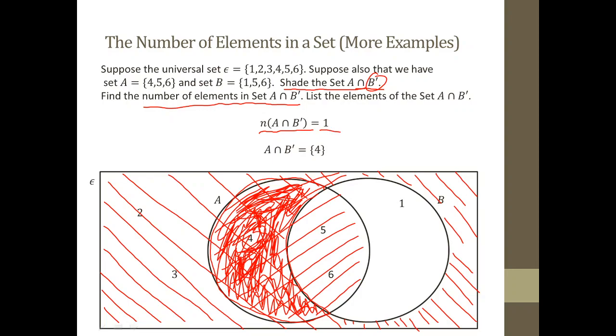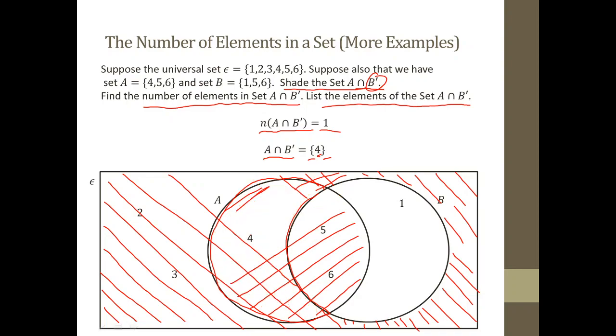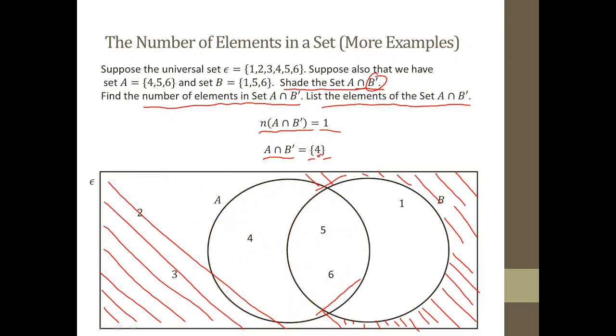And list the elements of the set A intersect B prime. So basically set A intersect B prime equals curly braces 4, because 4 is the only element. And we are done. So basically let me go back to this question again. Okay, back to the tips that I wanted to tell you.